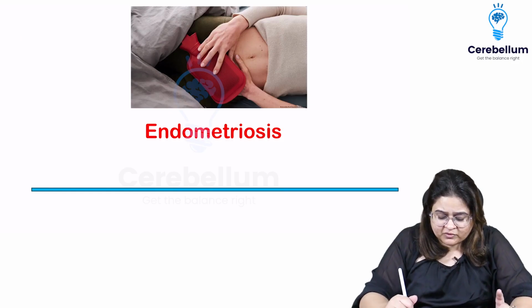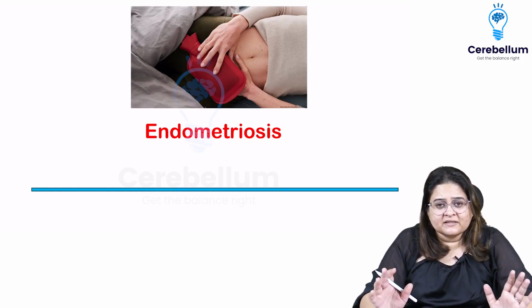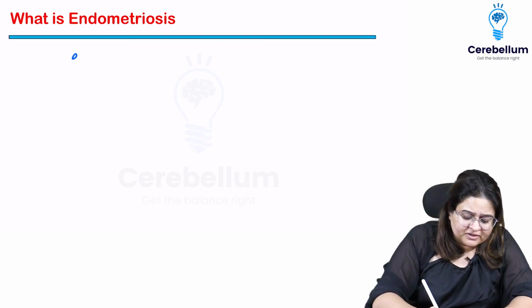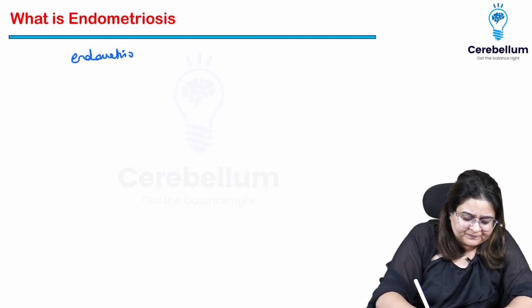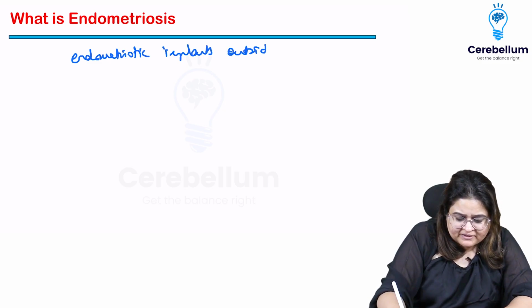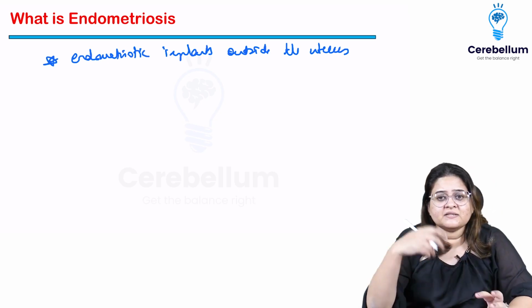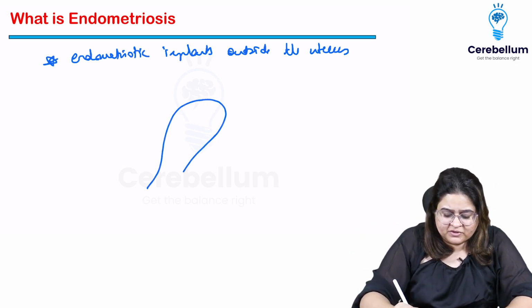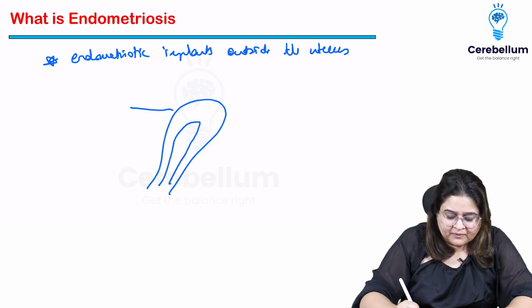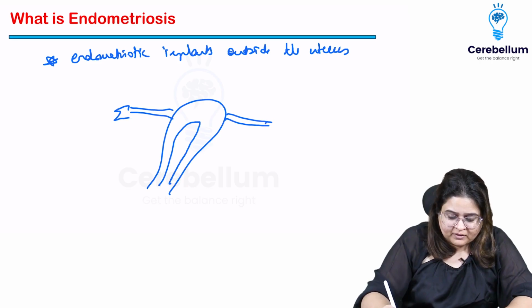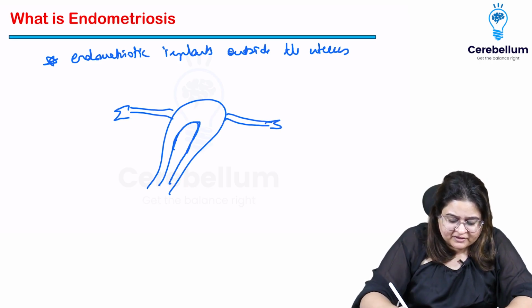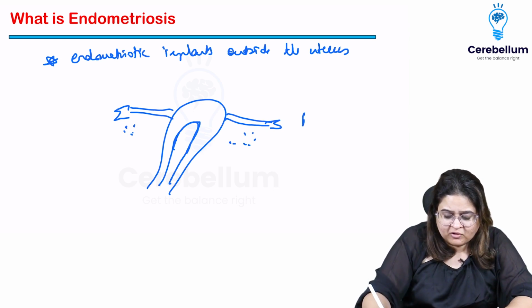Now coming to endometriosis. Endometriosis, remember, is what? It is endometriotic implants outside the uterus. Okay, so you have endometriotic implants outside the uterus. So you have the uterus here, and the endometrium, which is here. You find these implants in the peritoneal cavity, and the most common site you find them is in the ovary, where they grow.